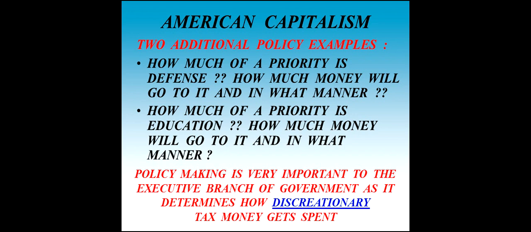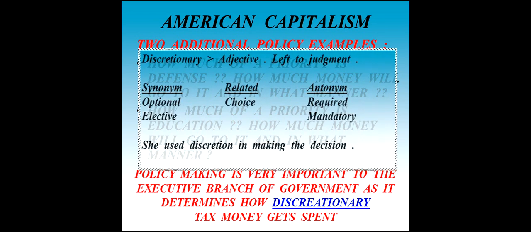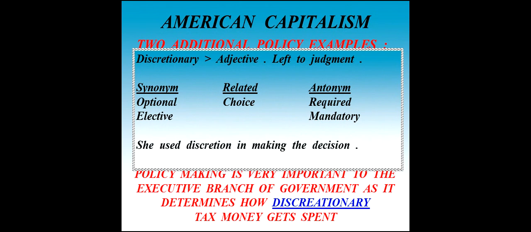Policy making is really important. As a matter of fact, it's critical to the executive branch of the government because it determines how discretionary tax money, meaning money that is not dictated by a law to be spent in a certain way, gets spent. If you're not familiar with the word discretionary, it means left to judgment, optional or elective. You have choice in it. She used discretion in making the decision.